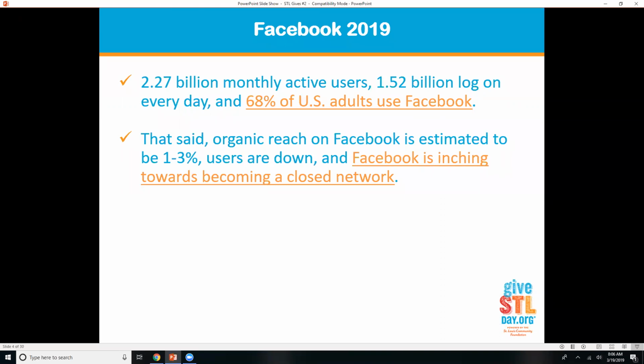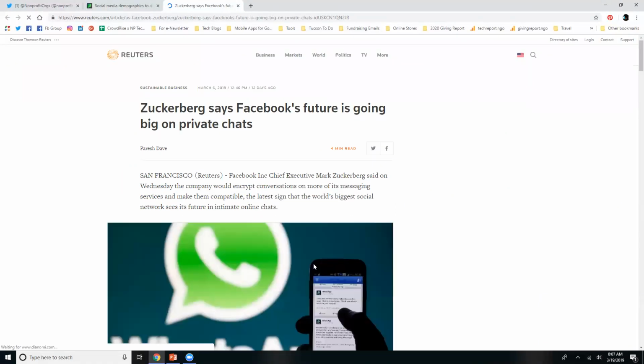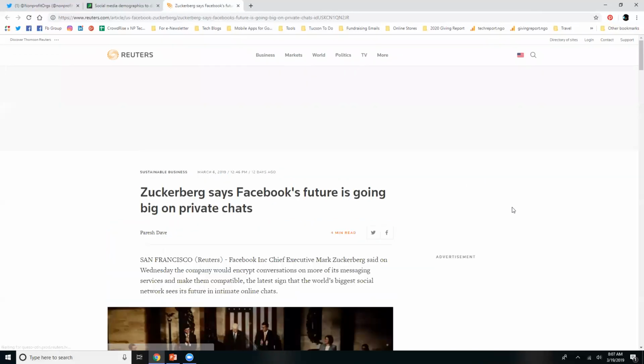User numbers are down, and even last year it plateaued. So this doesn't surprise me. Again, anything that's new, whether it was Donate Now technology or email marketing or just the launch of websites or monthly giving, right? Everything tends to reach a plateau at some point. And what's interesting with all the scandals lately, particularly around privacy and Facebook having to go up on Capitol Hill, they are inching slowly towards becoming a more closed network. And you always have to take this with a grain of salt.